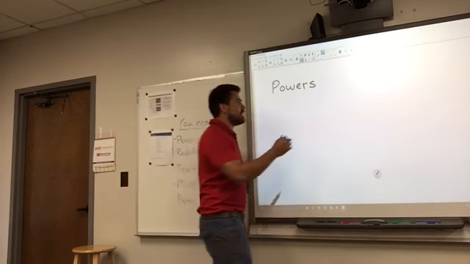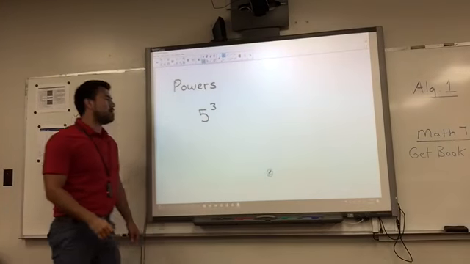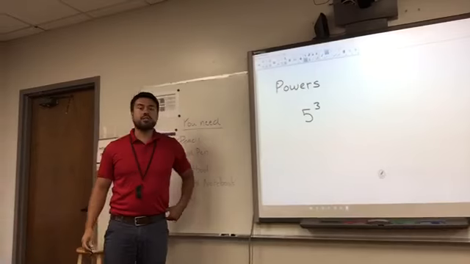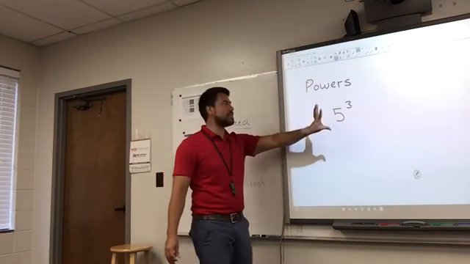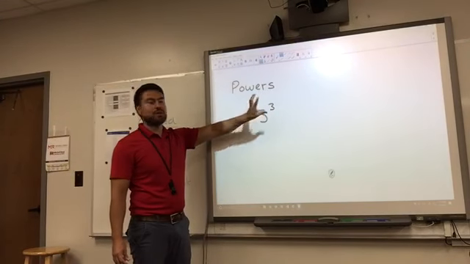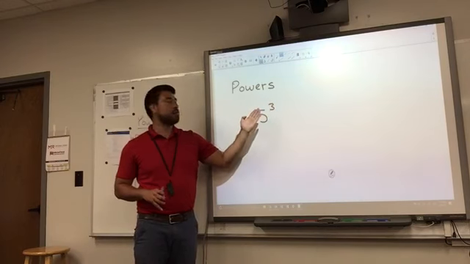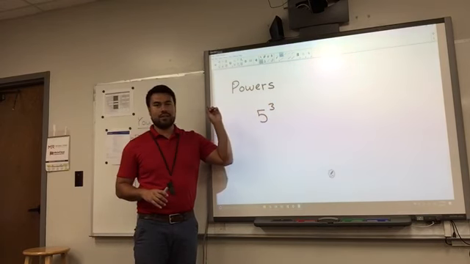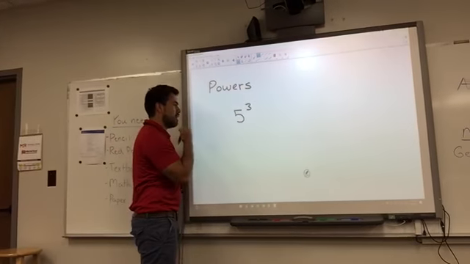So I'm going to start off with an example here. I'm going to use 5 to the third power. There are parts to this expression right here. Now, technically, is this algebraic or numeric? What kind of expression is this right here? Jackson? Numeric, because it's only using numbers. Good. So this is a numeric expression.